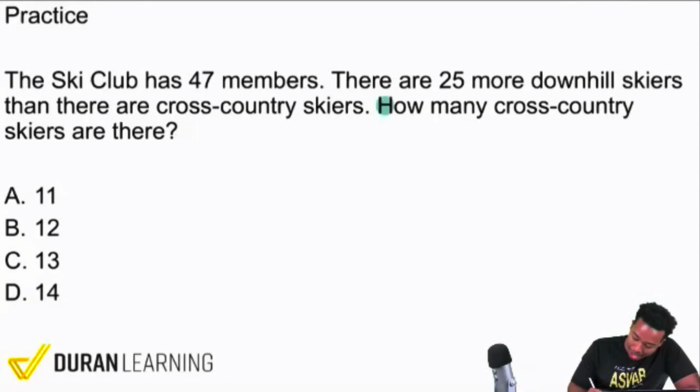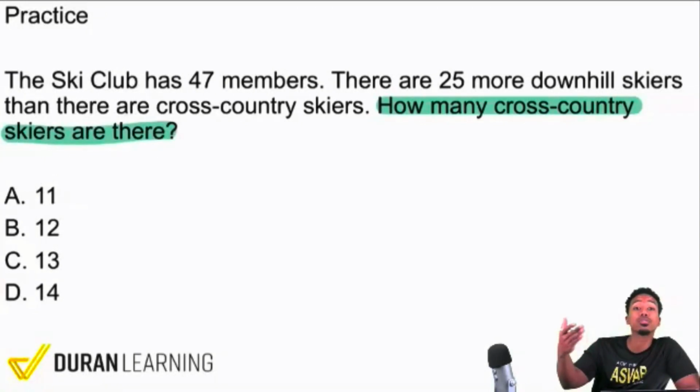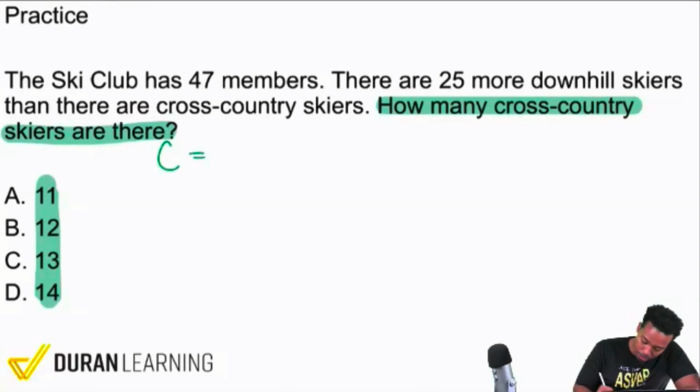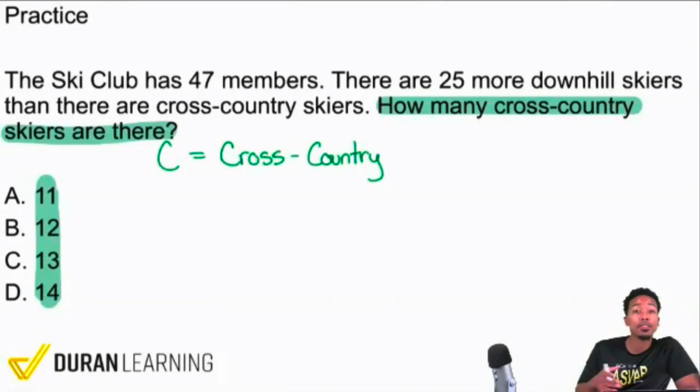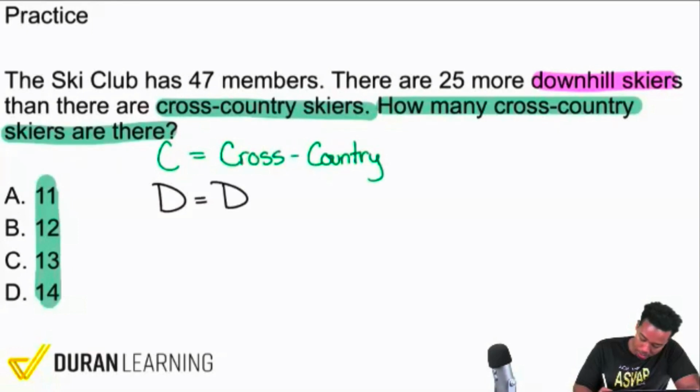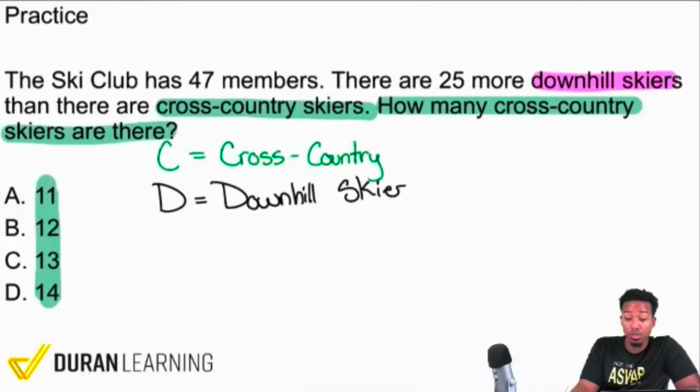What are we looking for? How many cross-country skiers are there? So we're looking for what? Cross-country skiers. So that means that all these answers represent cross-country skiers. So basically, I'm going to use C for cross-country skiers. And then if I read the story, one thing I'm going to notice is that there's another unknown. It says the ski club has 47 members. There are 25 more downhill skiers than there are cross-country skiers. So here are my cross-country skiers. And over here, downhill skiers. So I'm going to make sure to label that as well. D is downhill skier. D equals downhill skier.